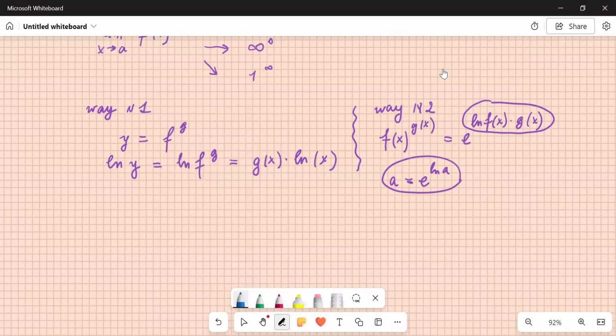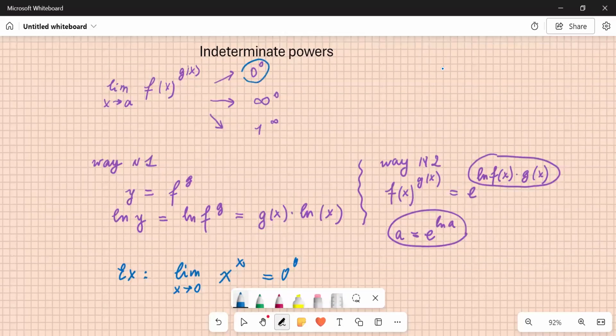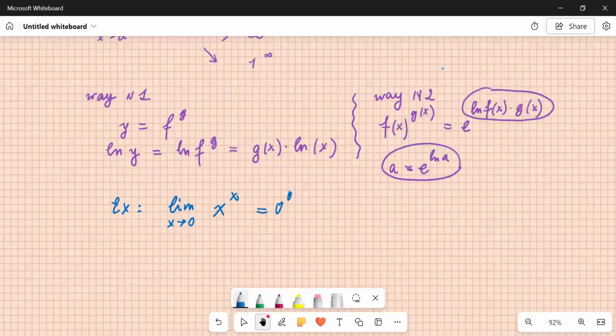Okay, I'm going to consider an example, and that's going to be the limit of x to the power of x as x approaches 0. Remember, we used this x to the power of x to explain why we need logarithmic differentiation. Yeah, we need logarithmic L'Hopital's rule basically for the same function. So what we have here is 0 to the power of 0. We go back, so we have this case, 0 to the power of 0.